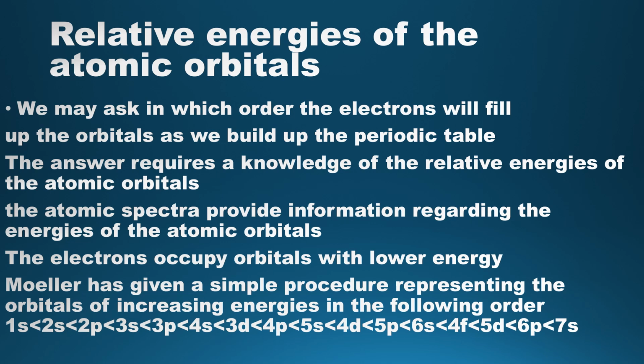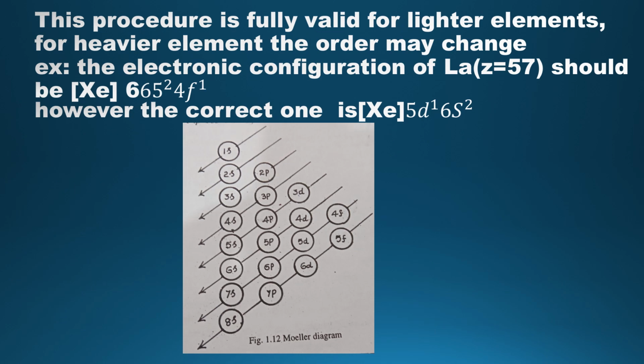The order of the energies may be written as 1s < 2s < 2p < 3s < 3p < 4s and so on. The electrons occupy orbitals with lower energy. Aufbau has given a simple procedure representing the orbitals of increasing energies in the following order. According to this procedure, the orbitals of increasing energies may be shown by a diagram.